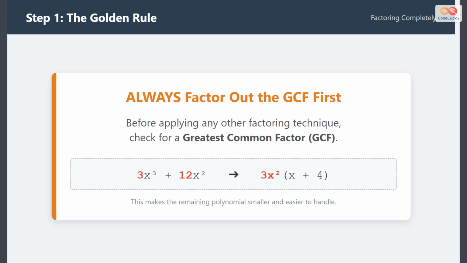The most important rule in factoring is to always start with the greatest common factor, or GCF. Before you look for any fancy patterns or quadratic formulas, simply ask yourself, is there a number or variable that divides evenly into every single term? In the example shown, 3x cubed plus 12x squared, we can see that both terms share a factor of 3x squared. Pulling this out first makes the remaining expression inside the parentheses much simpler.